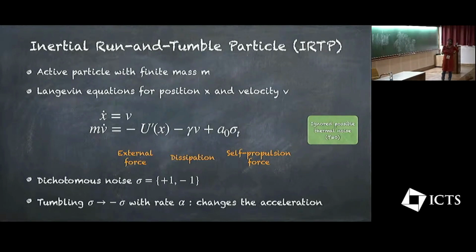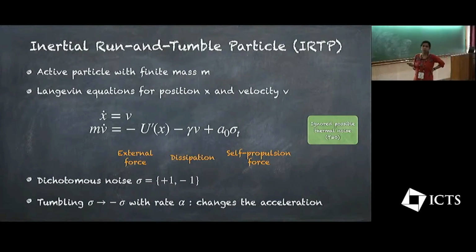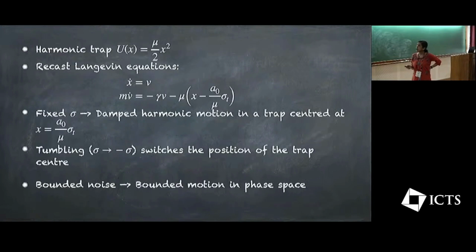Because this is an inertial particle, we have both position and velocity. So x dot is v, and the particle can be in some general external potential U(x), there is a dissipative force, and this is the self-propulsion force, which is of the RTP type. So it's a dichotomous noise. It changes direction with some rate alpha, and unlike the overdamped case, the change in this force changes the acceleration of the particle. We'll take the simplest case where the external potential is just a harmonic trap with coefficient mu.